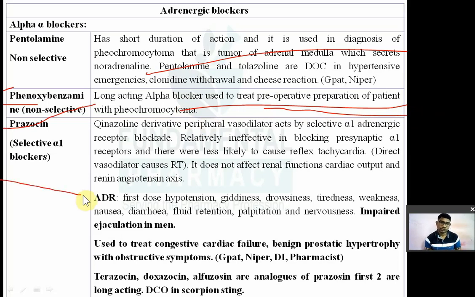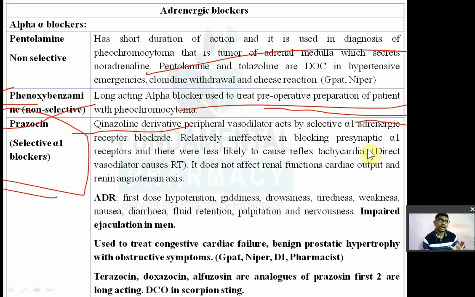Next one is the selective alpha blockers. Selective alpha blockers means prazosin, terazosin, doxazosin, all the zosins. They are nothing but quinazoline derivatives. They are known as peripheral vasodilators because they will block the alpha 1 receptor in the blood vessels.